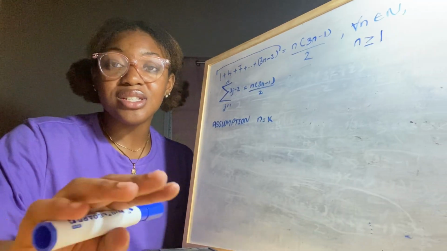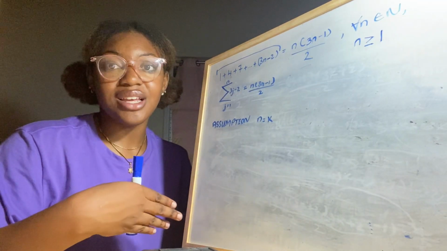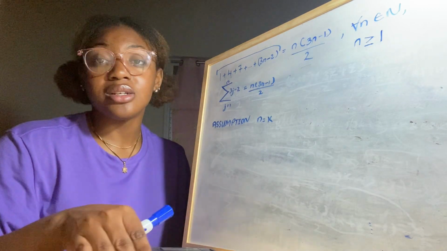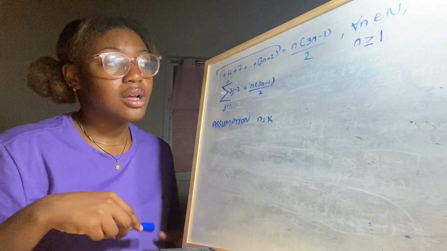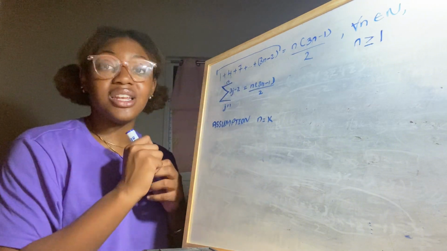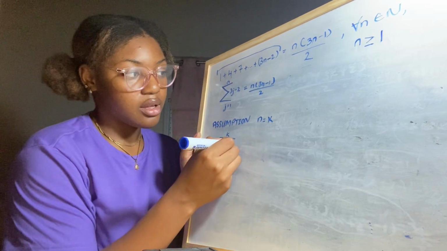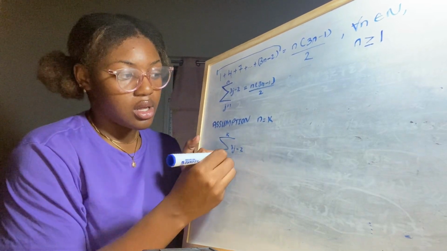So now we move on to the second step, and that's the assumption case. So we're assuming that the statement is true when n is equal to k. So wherever we say n, we're going to put k. So on the left-hand side, we see n as the upper limit. So we're going to replace it with k. So we have k, then have our formula.